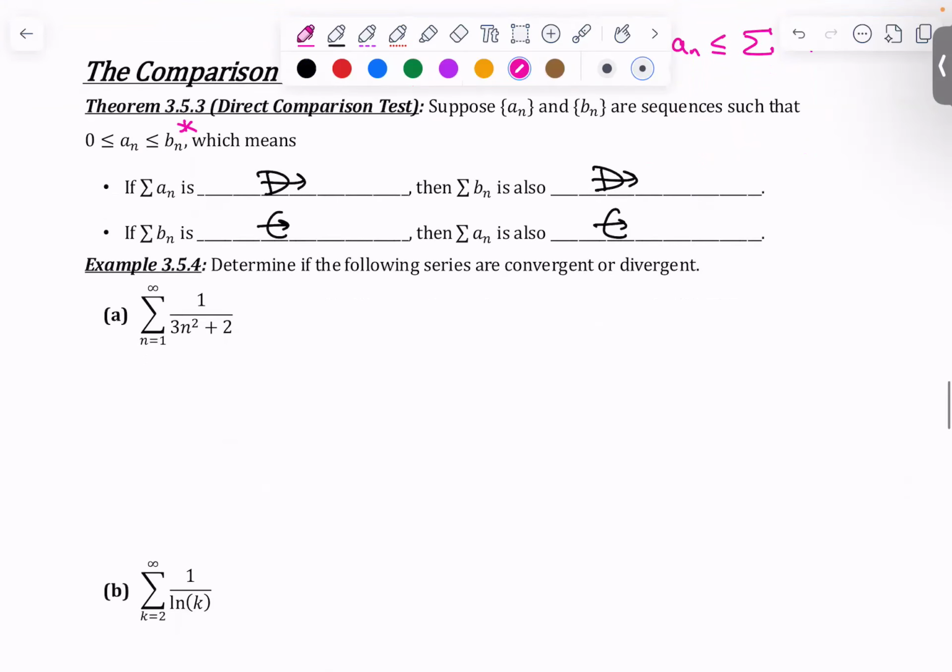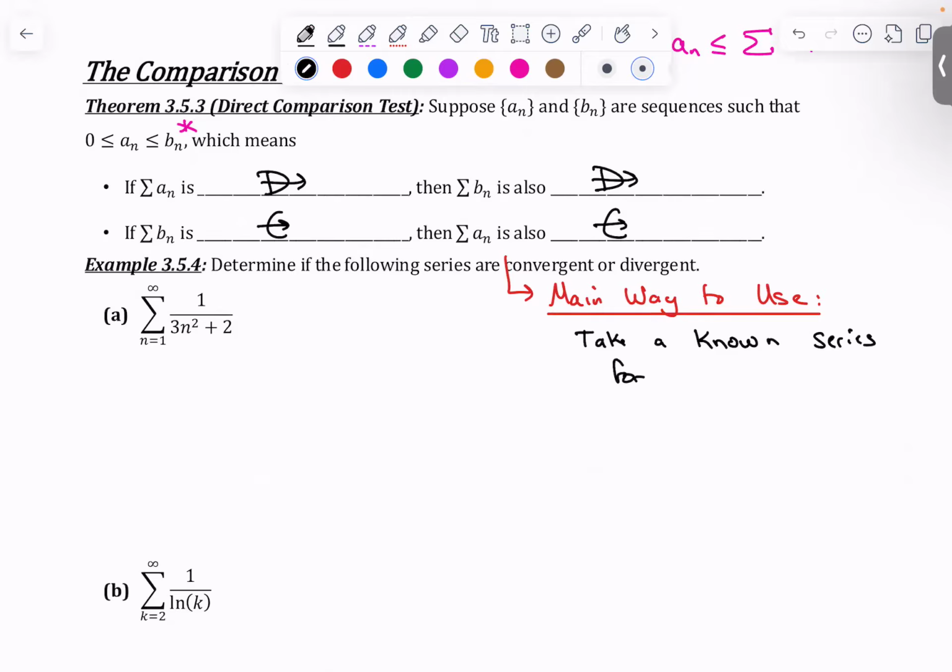Key trick, the main way to use this: take a known series for your comparison. Maybe that's inherently clear to you. If it is, kudos to you. But what do I mean by this?